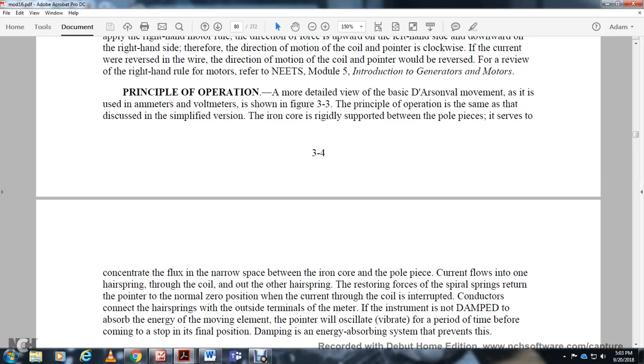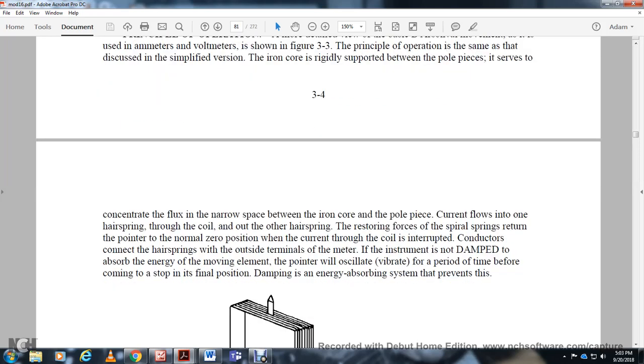The spiral springs serve to return the pointer to the normal zero position when the current through the coil is interrupted, and they conduct current between the coil and the outside terminals of the meter. An instrument that is not damped to absorb the energy of the moving element would have the pointer oscillate and vibrate for a period of time before coming to a stop in the final position. Damping absorbs that energy and prevents this.